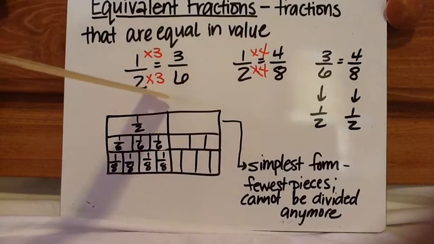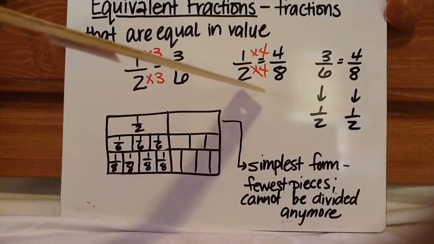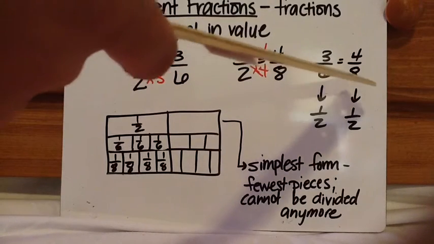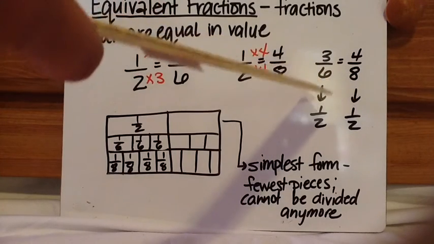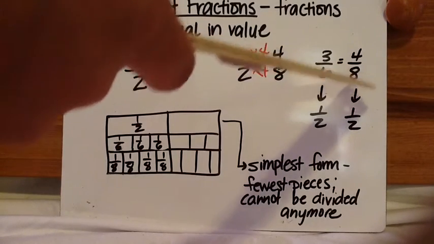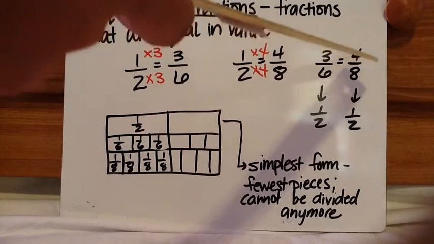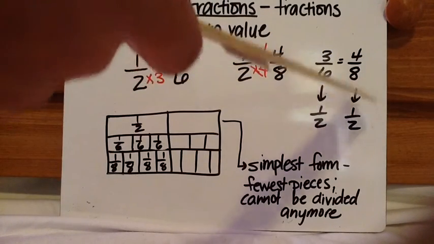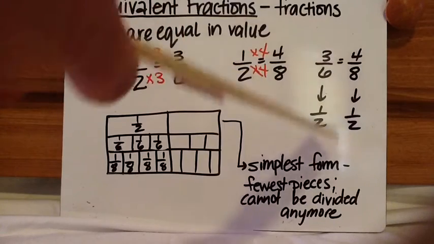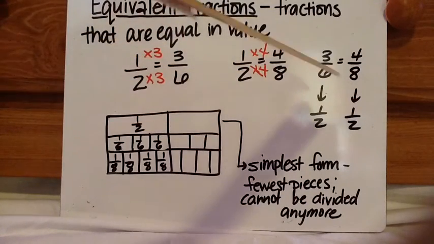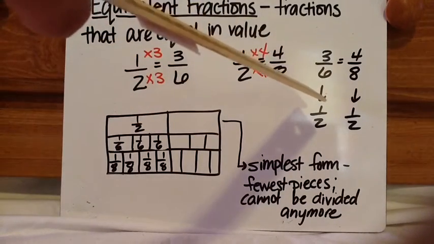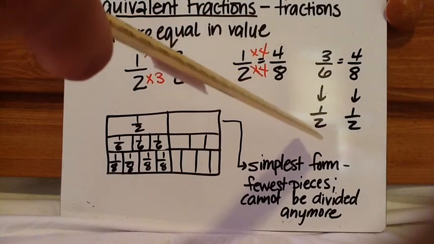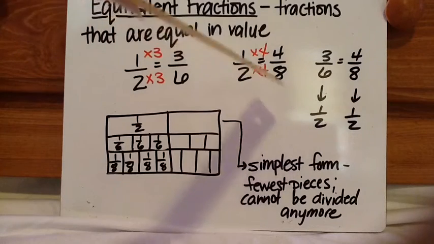Now, if 1/2 is equal to 3/6 and 1/2 is equal to 4/8, then that means 3/6 and 4/8 are equivalent. But that's hard to prove because 6 times nothing equals 8 and 3 times nothing equals 4. But we know that 3/6 is equal to 1/2, and 4/8 is equal to 1/2, so they are equivalent to each other. You can't use the multiplication method with these two. You have to do something called simplest form, which I will show you in a few minutes.